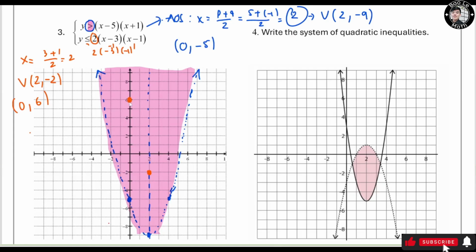We're going to check the symmetrical point of this one over the axis of symmetry. It could be right here. And you have the equal side right here, so the line should be the solid line. So it could be something like this.